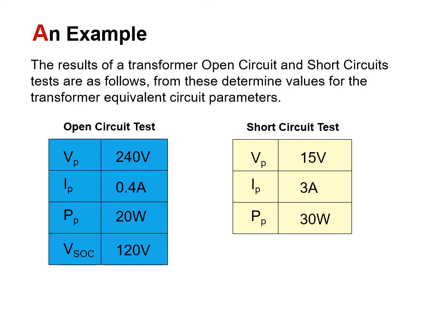So here's an example which we can have a look at. We do our open circuit test and we measure these values. We do our short circuit test, we measure these values. The reason we like these tests is because actually the currents to do the tests are quite low. Here, for example, in the open circuit test, you just need really the magnetizing current.